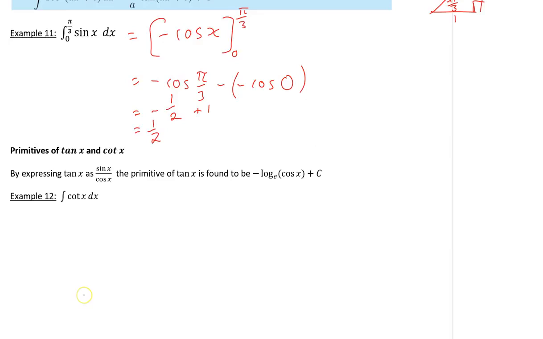Now, should you have to integrate something like tan or cot, which of course is the reciprocal of tan, what we want to do is to treat this as sine over cos or cos over sine, and to treat cos as the derivative of sine, or vice versa. It's going to help us out here. So this equals the integral of cos x over sine x. Cot is 1 over tan, tan is sine over cos, so cot is cos over sine.